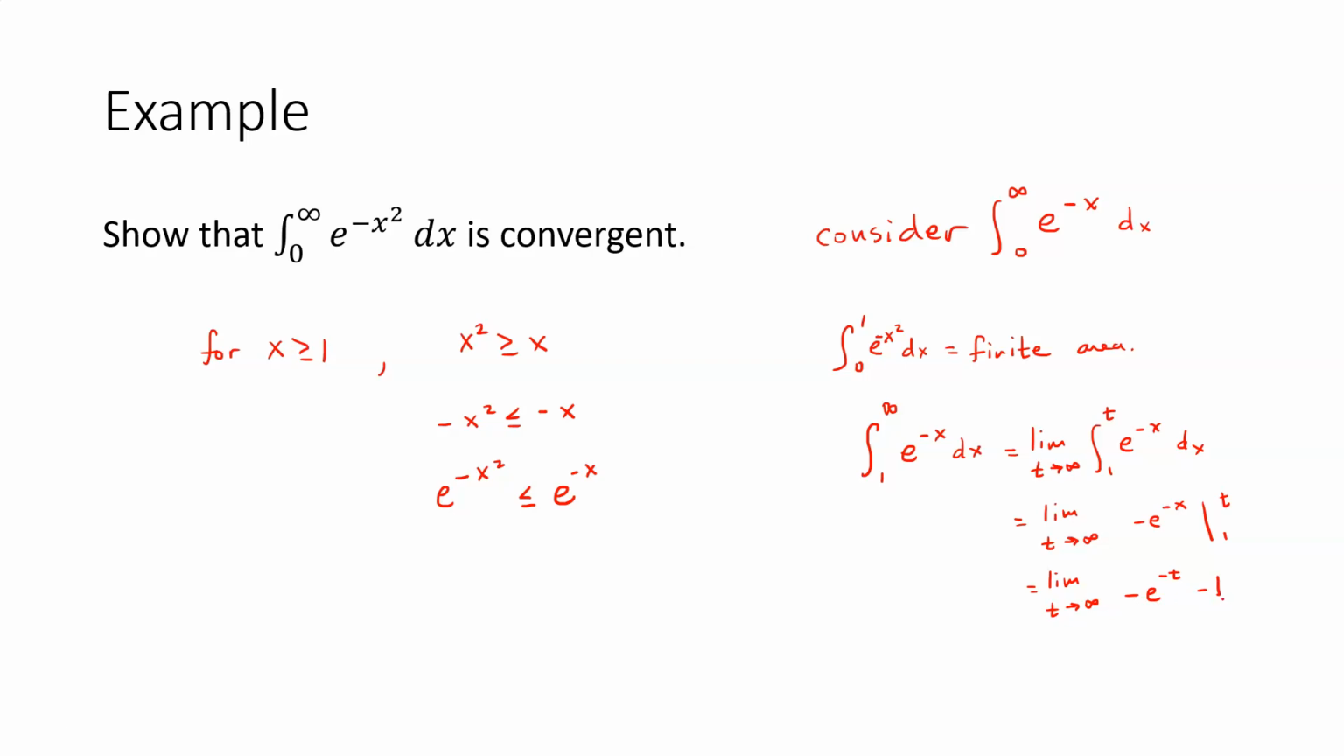Or, sorry, e to the negative 1. So minus negative e to the negative 1. So actually plus e to the negative 1. Okay, now as t goes to infinity, notice that e to the negative t will go to 0. So what we've shown here is that this limit is equal to e to the negative 1. It's a finite value. So this shows that the integral from 1 to infinity of e to the negative x is convergent.